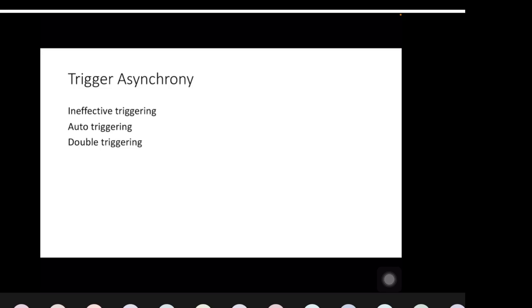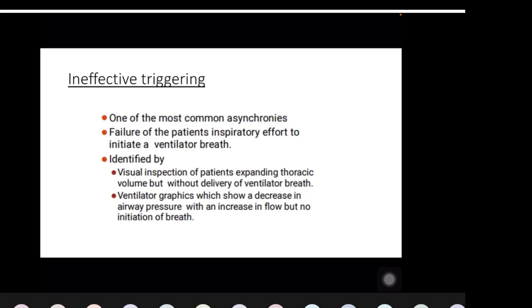Trigger asynchrony can occur due to ineffective triggering, auto triggering, double triggering. At least we have to understand the difference between ineffective triggering and auto triggering. Ineffective triggering is one of the most common asynchronies. Here there is failure of the patient's inspiratory effort to initiate a ventilator breath, which can be identified with visual inspection of the patient's expanding thoracic volume but without delivery of a ventilator breath. The ventilator graphics show airway pressure with an increase in flow, but there will be no initiation of breath.